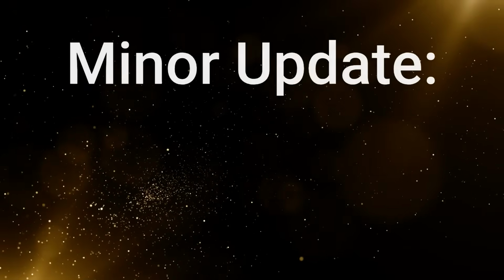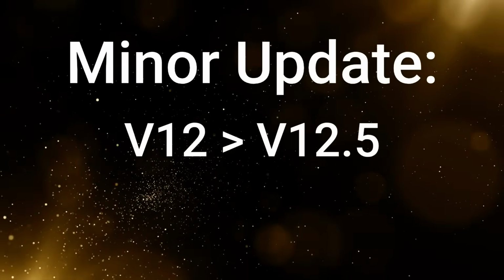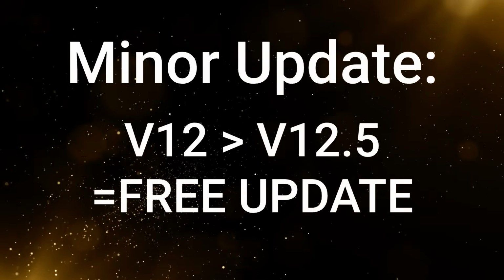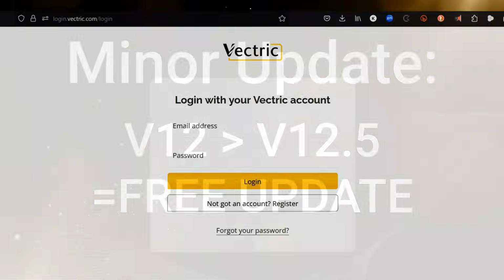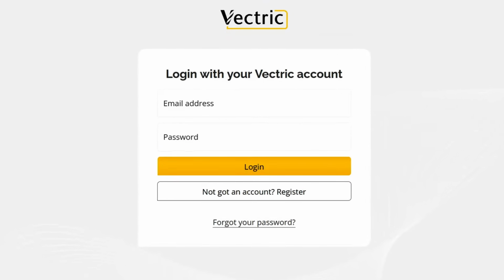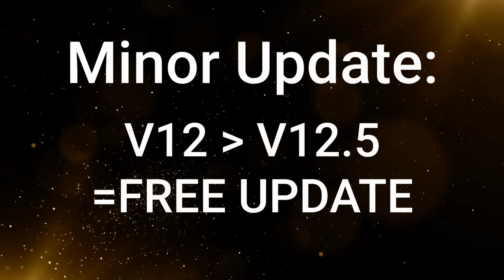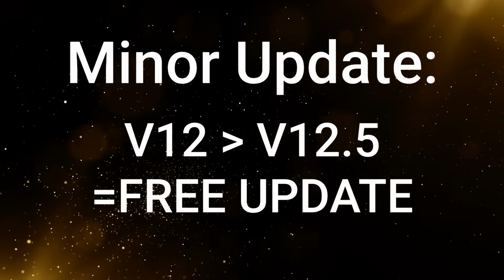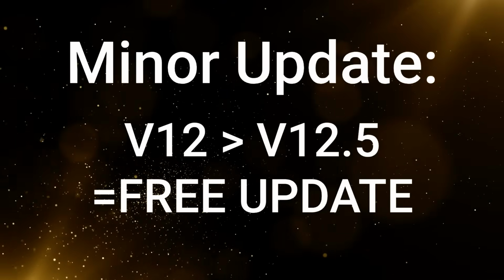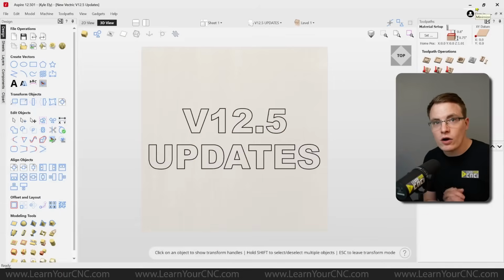Also, this is considered a minor update because it's a 0.5 version. So if you already have version 12, this is a free update for you. All you have to do is go to your Vectric portal account and download the new update. This will open up as a brand new software, so it'll be separate from your version 12. So just in case you don't like the new updates, you can still use your older version 12, but you will have the version 12.5 with all of the new features as well. Let's get back into the software and take a look at all of these updates.